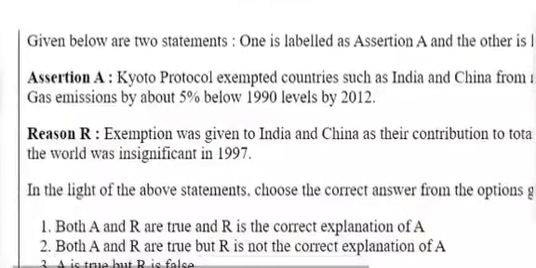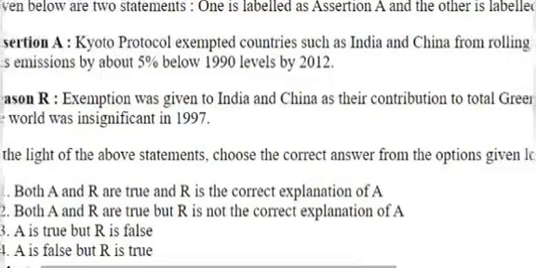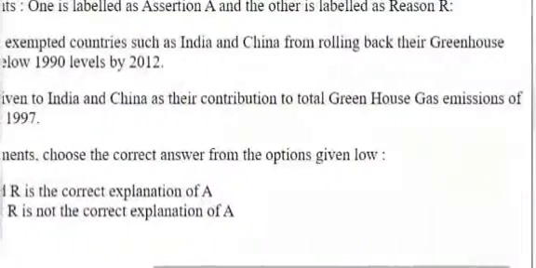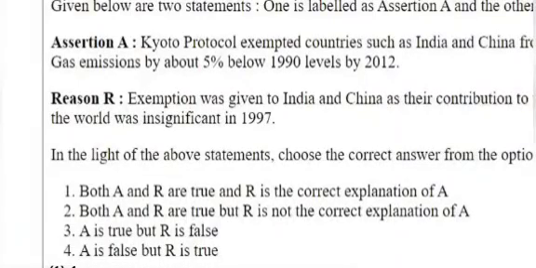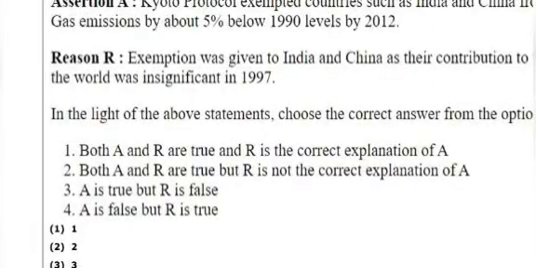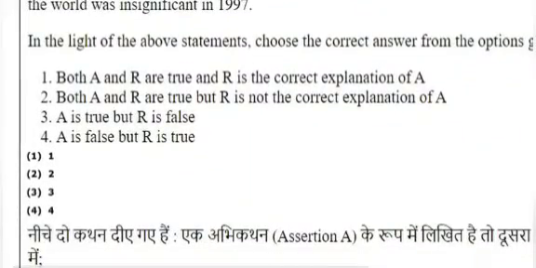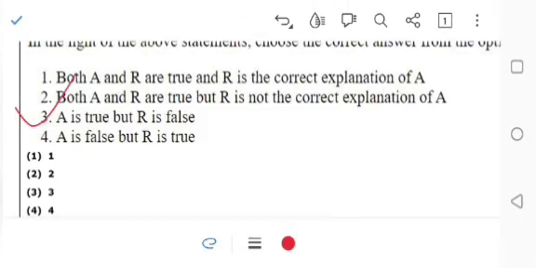Next is 39. Given below are two statements. One is labeled Assertion A, the other Reason R. Assertion is saying Kyoto Protocol exempted countries such as India and China from rolling back their greenhouse gas emissions by about 5% below 1990 levels by 2012. Reason is saying exemption was given to India and China as their contribution to total greenhouse gas emissions of the world was insignificant in 1997. So options are like this. Try to find out the correct option. The correct option will be A is true, but R is false. Assertion is true, but reason is false.